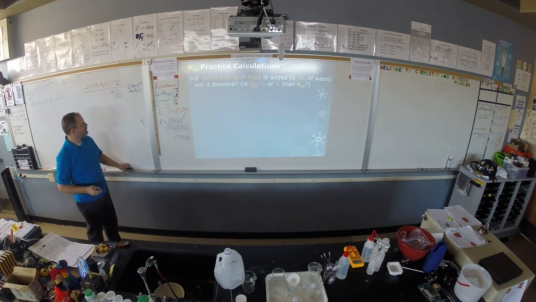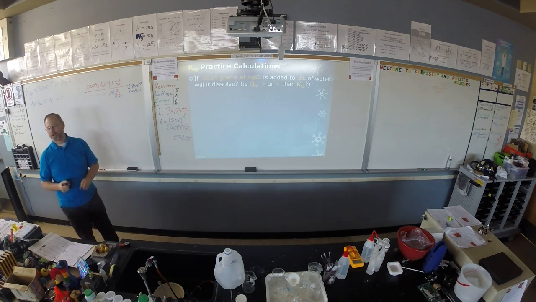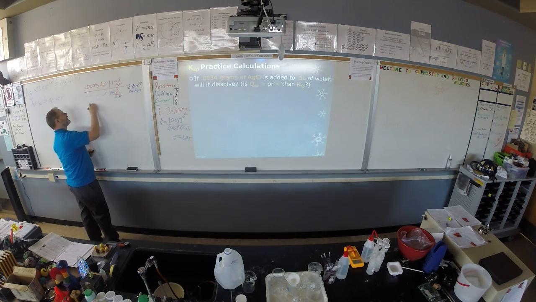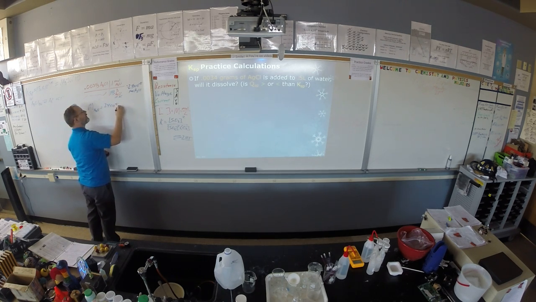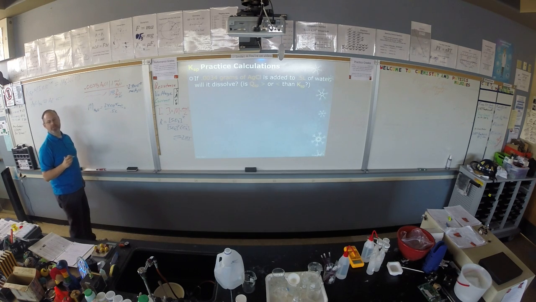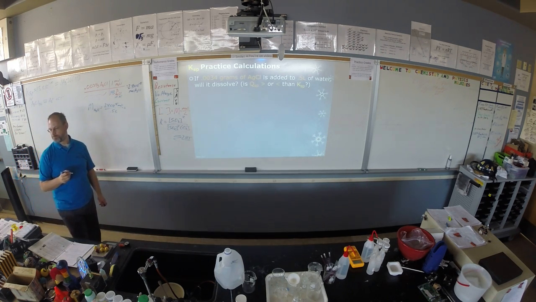How can I use that number? I'm going to dissolve it in 0.5 liters of water. Divided by a half. Exactly. So the molarity of our AgCl solution is going to be 2.4 times 10 to the negative 5 moles divided by 0.5 liters. That's going to give us the concentration of the solution that we're trying to make.